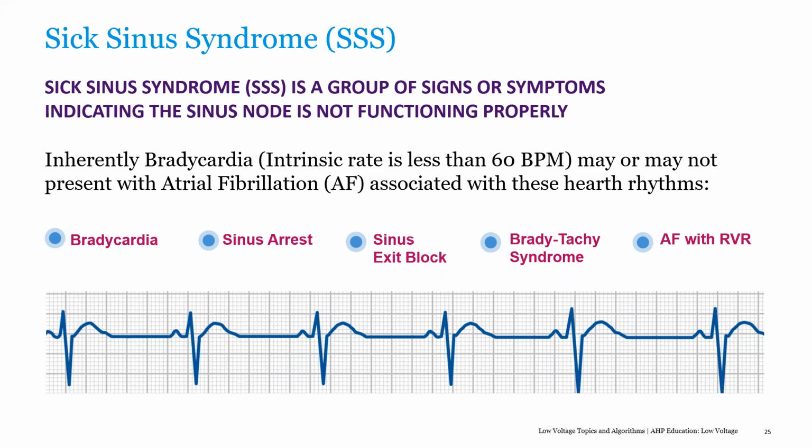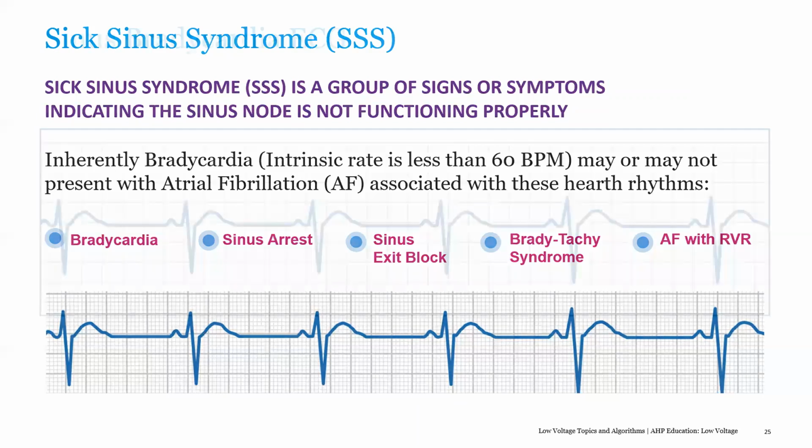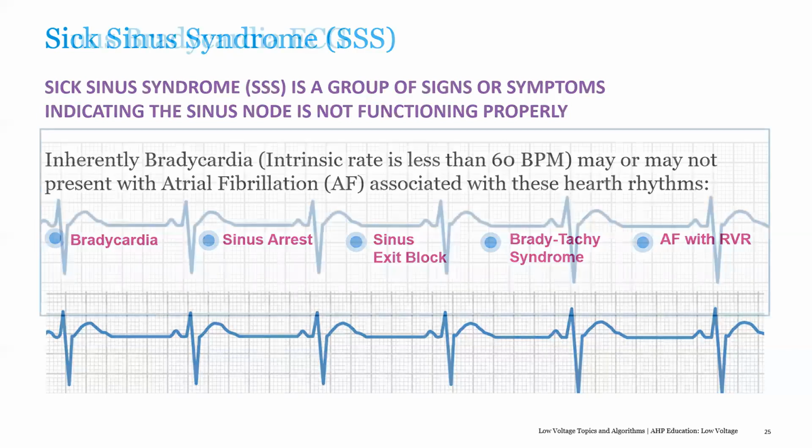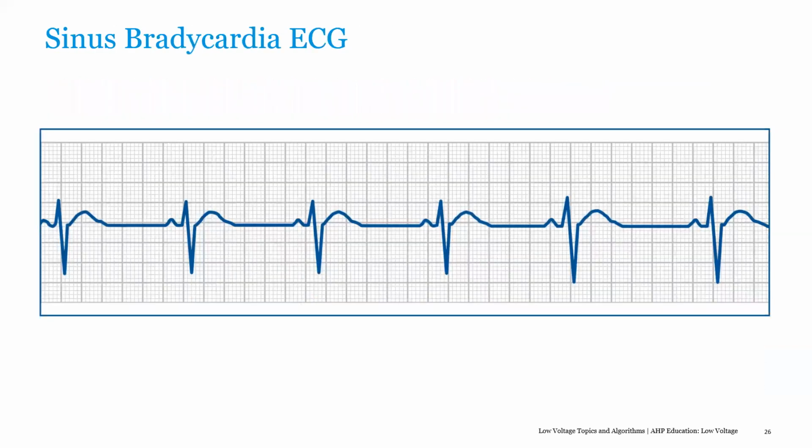Okay. Inherently, bradycardia is any rate less than 60 beats a minute. It may or may not present with AF or other associated heart rhythms. So this is a good example of sinus bradycardia, and if you can count here, let's see, 300, 150, 100, 70, 60. So this isn't terrible bradycardia, but that's in the 50 beats a minute range.